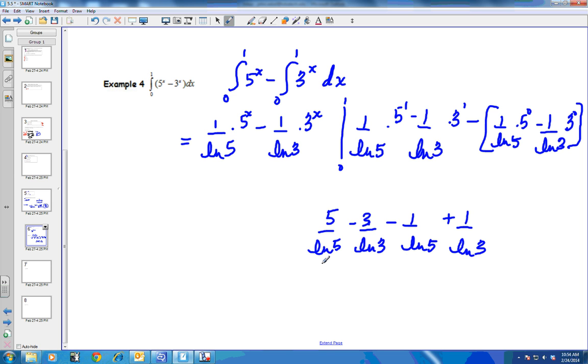Now here's the deal. Even though these look weird, these are just numbers. Natural log of 5, I can put that in my calculator. It's going to give me a number. So I have a common denominator. These are just fractions, which means I can add together my 5 over natural log of 5 minus my 1 over natural log of 5 because they have a common denominator. So that's going to be 4 over natural log of 5. And then I have a negative 3 and a positive 1 over natural log of 3. So that's minus 2 over natural log of 3. And that's my answer.